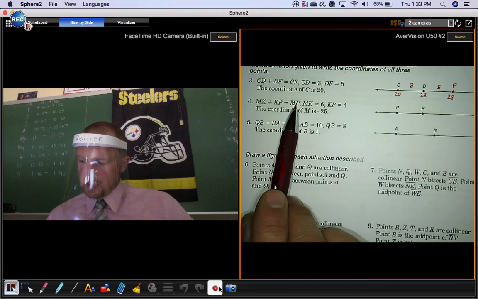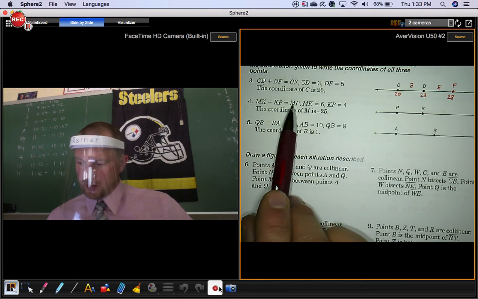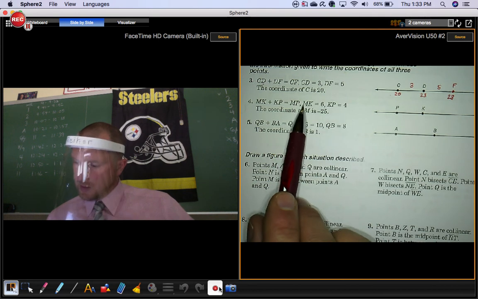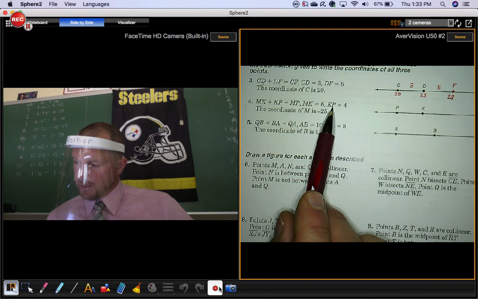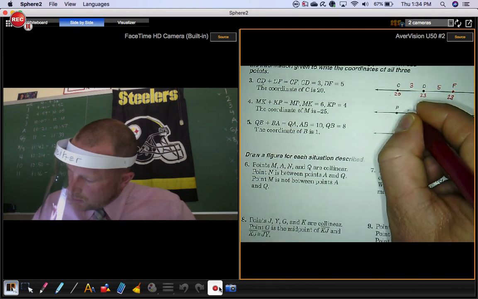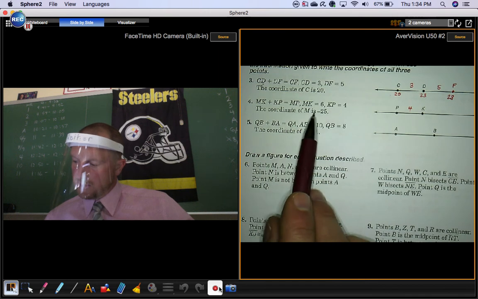Here's the segment addition postulate. 2 littles equal a big. This length plus this length equals that length. M to K is 6. We don't have an M yet. But K to P is 4. The coordinate of M is negative 25.